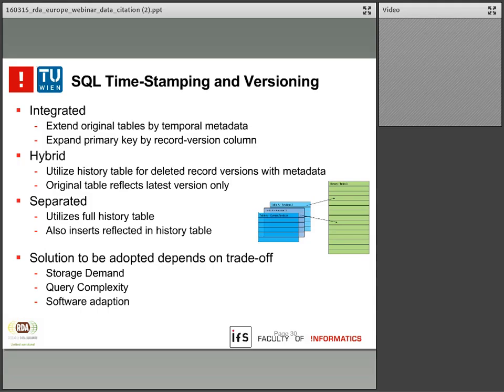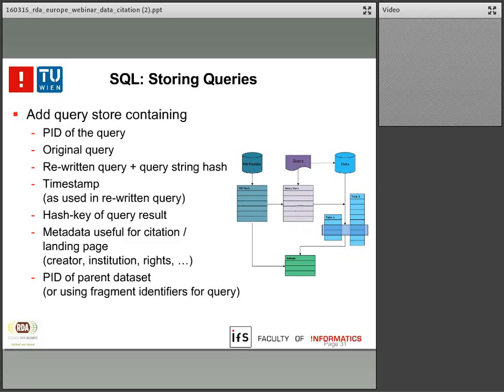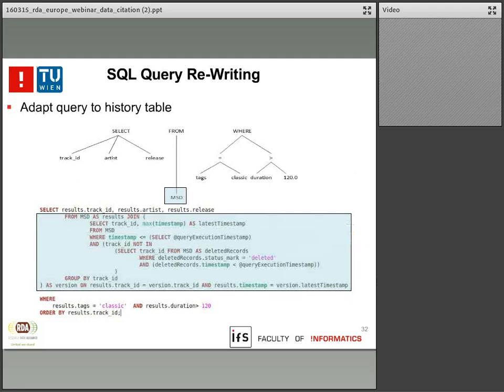And so the difference really is, what is the effect on the storage demand? What is the effect on query complexity? And how much do we need to adapt different APIs of existing software? So Stefan implemented that, tested it, added a query store where we stored the metadata, the hash key of the query results, and so on and so forth. And that worked out pretty fine. There is a report on that that is published. It's also linked from the web page if you're interested.